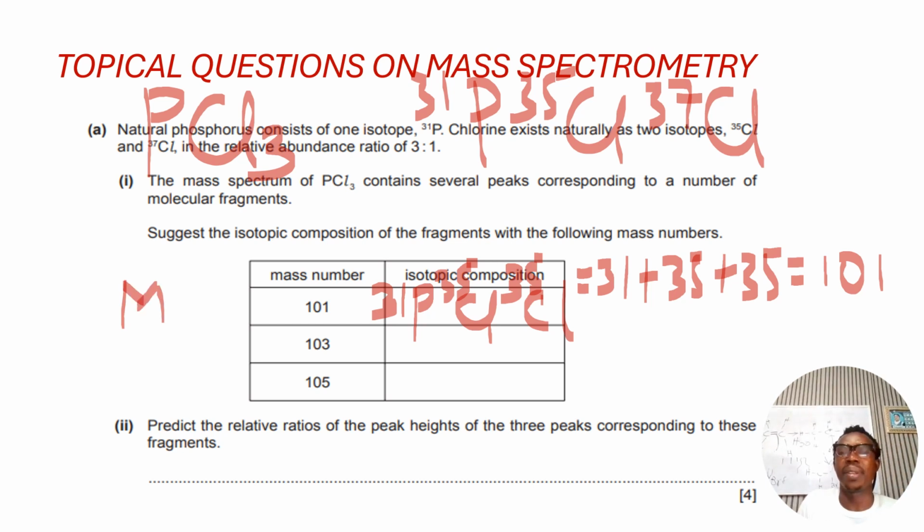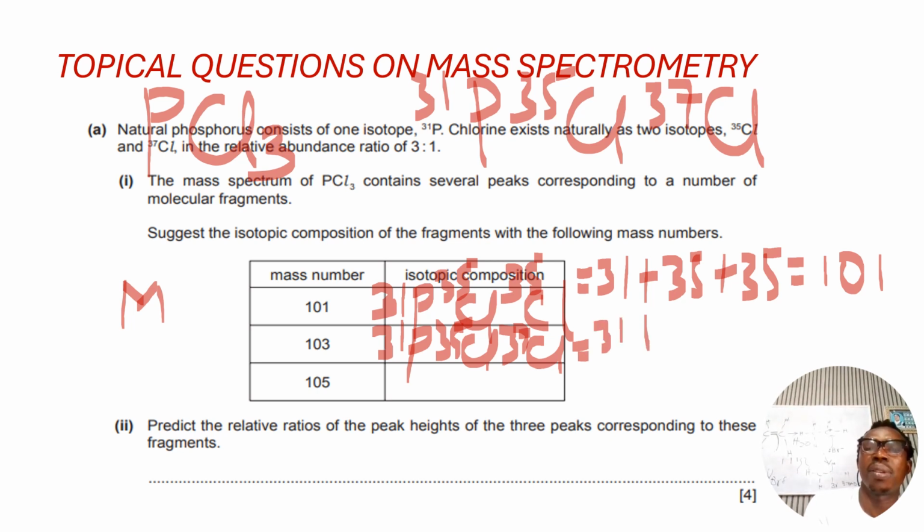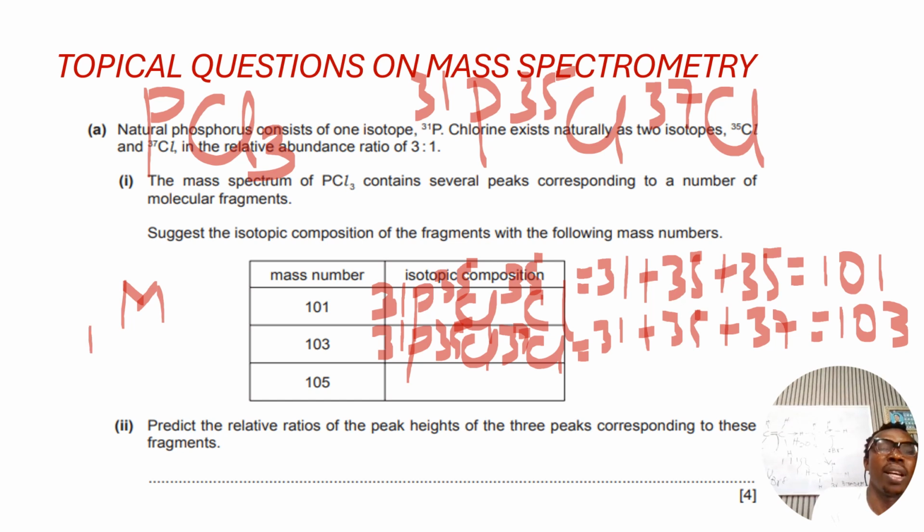Then for 103, you have phosphorus 31, chlorine 35, and chlorine 37. So by the time you add 31 plus 35 plus 37, you have 103, which is the molecular ion plus 2.